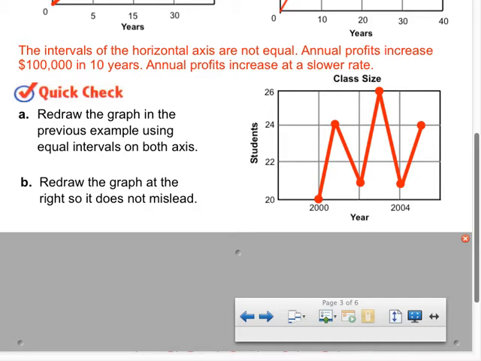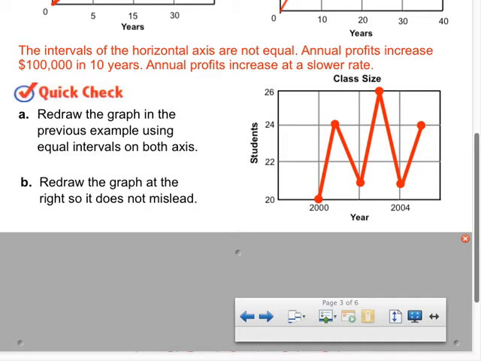Tori? It doesn't start at 0. We like to start at 0 on bar graphs. On line plots, we don't necessarily have to. At least that's just how the book is. Quinn, what do you have to say about that?